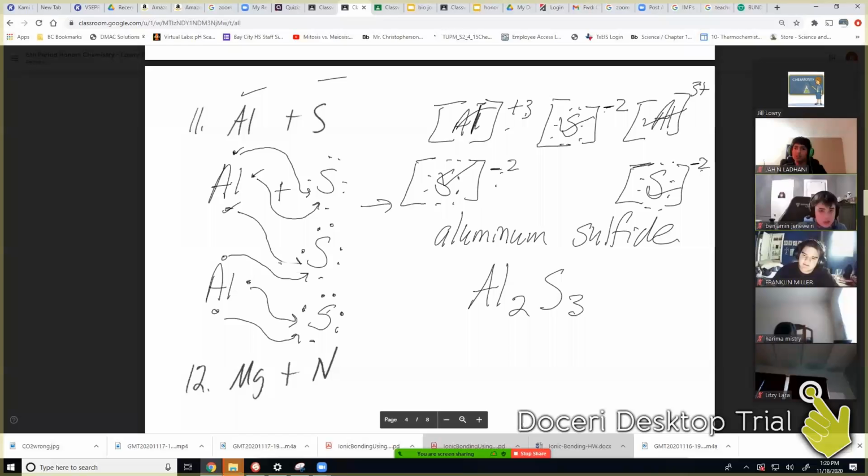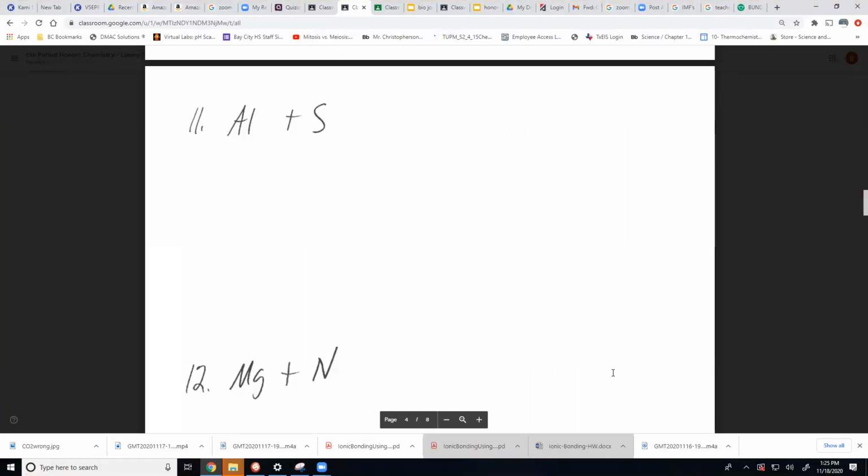So some of them fit together perfectly if they have the same charge. Some of them you have to do a little bit more work on. All right, so y'all got a little time to practice and give them a try. If you have any questions, then just unmute yourself and ask them, and I can help you out if you need it.